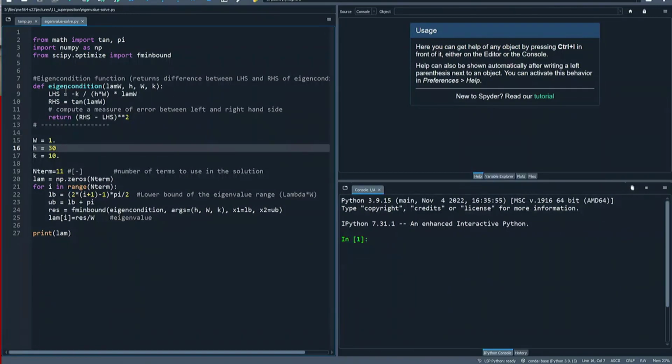The right-hand side is just the tangent of lambda w. That's the same. So again, I want this function to tell me how far off I am from left-hand side to right-hand side. And I do that by taking the difference of the two and then squaring it, in this case, because the function I'm going to use is going to try to minimize that difference. It's going to try to basically force the function that you have down to 0. So by doing the square, it sort of takes away the negative sign. Otherwise, it would just force as large a negative number as it could, which isn't what you want.